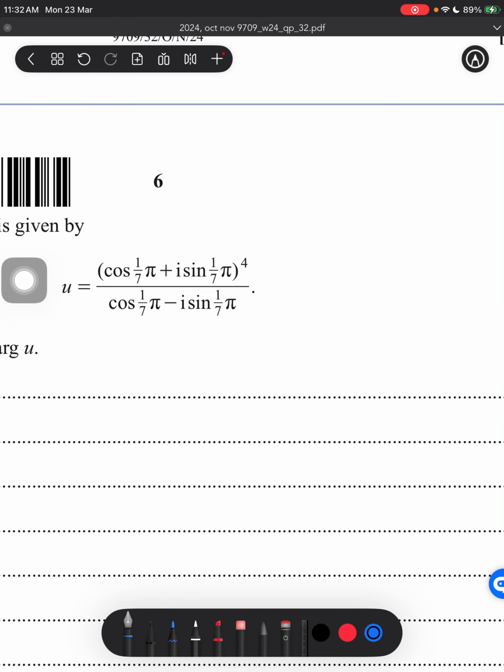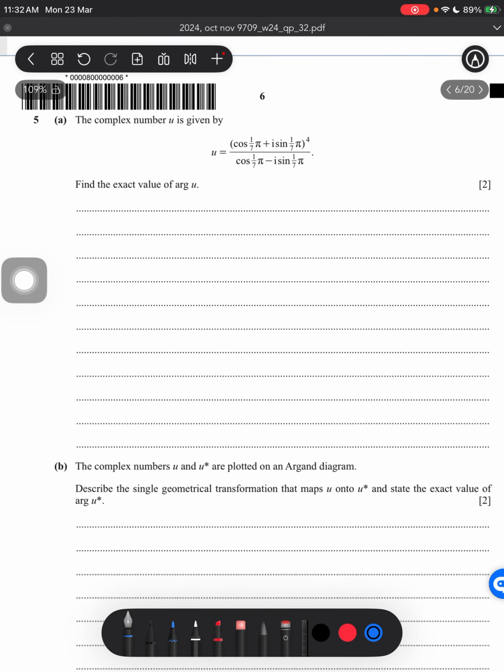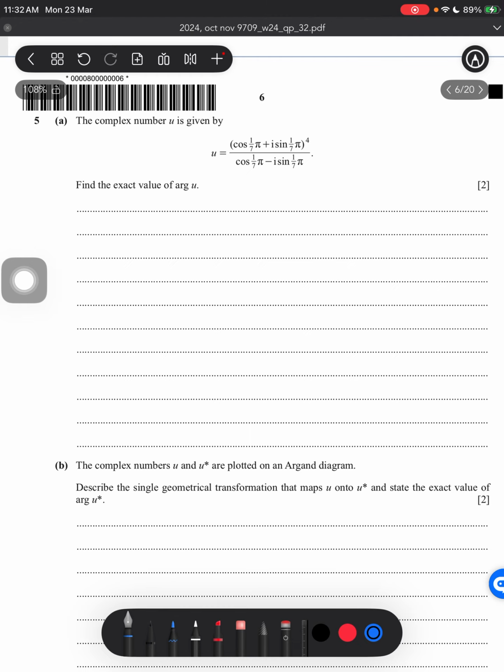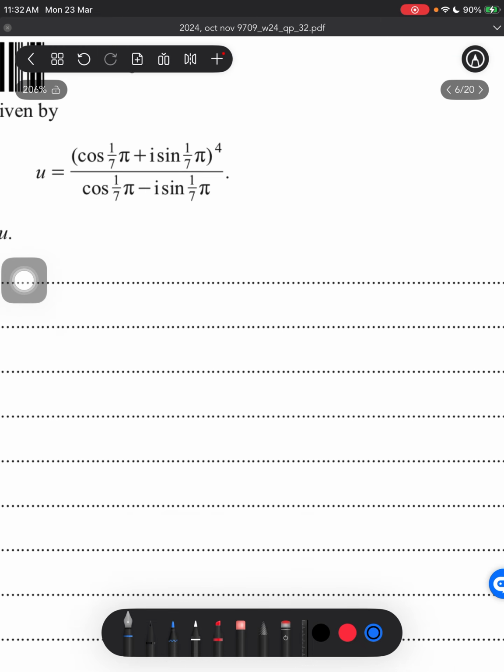Hello and greetings. This is question 5 of October November 2025, A levels mathematics paper 3 variant 2. This is a complex number u given by a fraction.